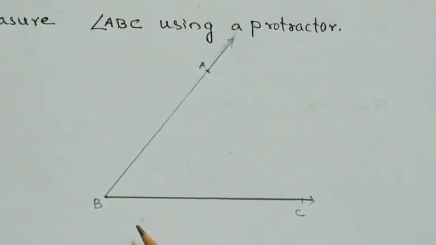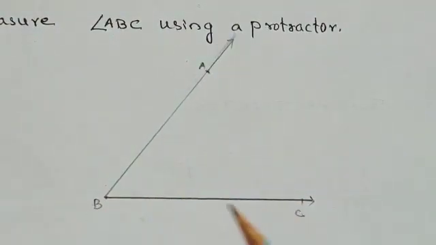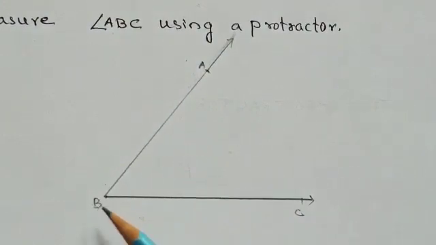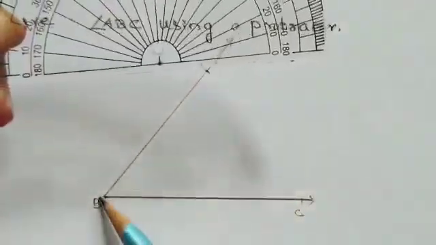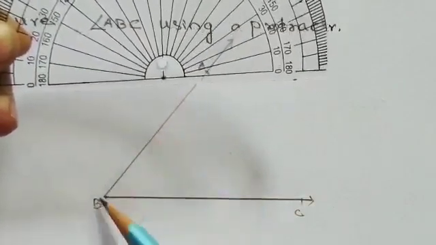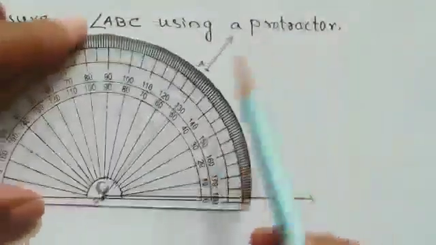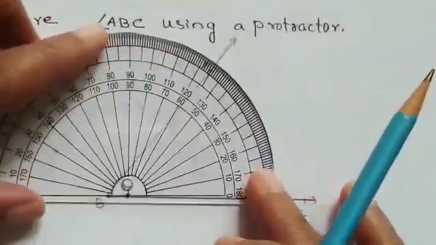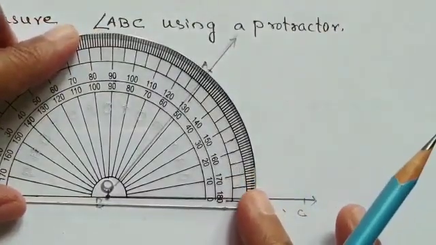This is the angle that you want to measure. The name of the angle is angle ABC. What is the vertex of the angle? B. So the first step is to put the center of the protractor at the vertex of the angle. So you have to match this point with point B. Let us place it now. If I place it here, it is wrong. Exactly the vertex and that point should match.